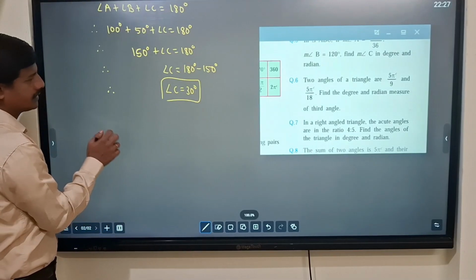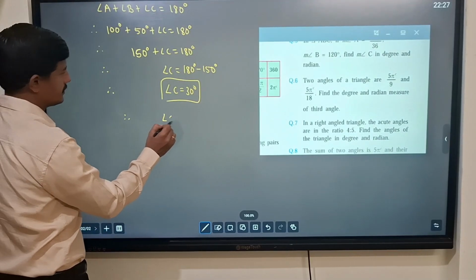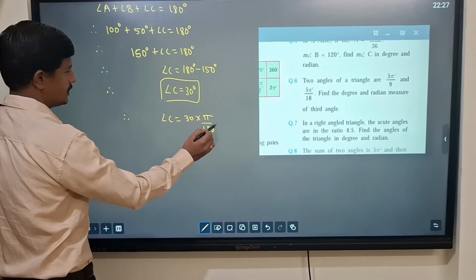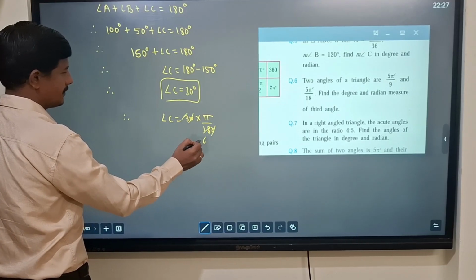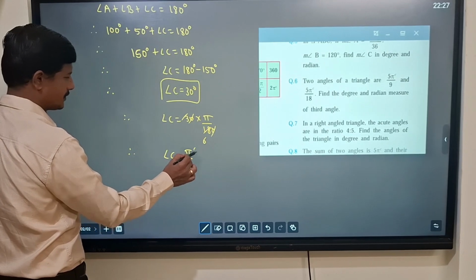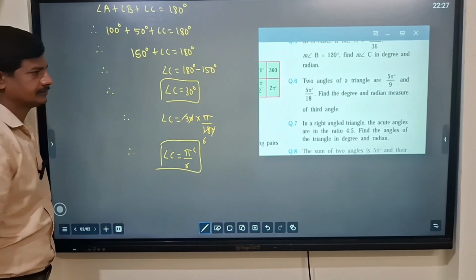Now we want that angle in radians. Therefore, angle C equals 30 into pi by 180. Zeros cancel, 3 sixes are 18. Therefore, angle C becomes pi by 6 radian.